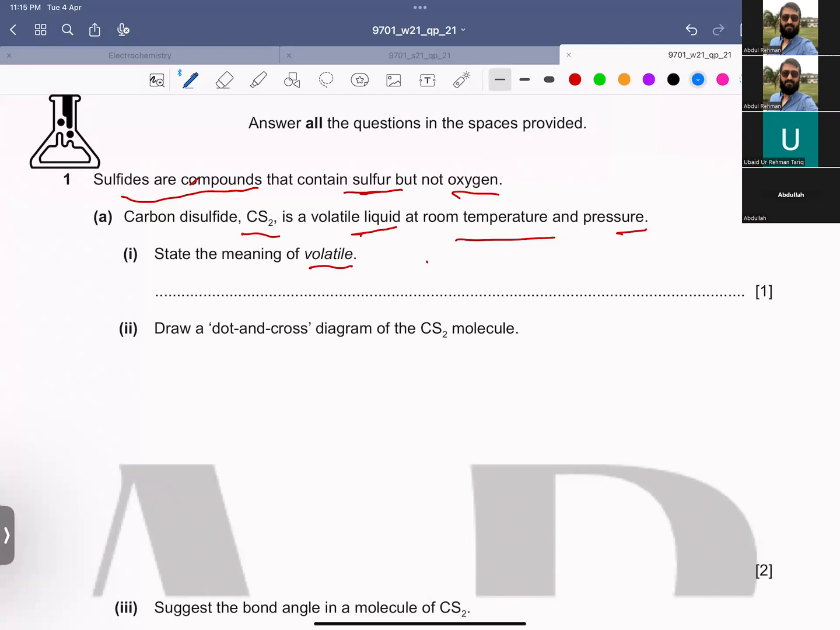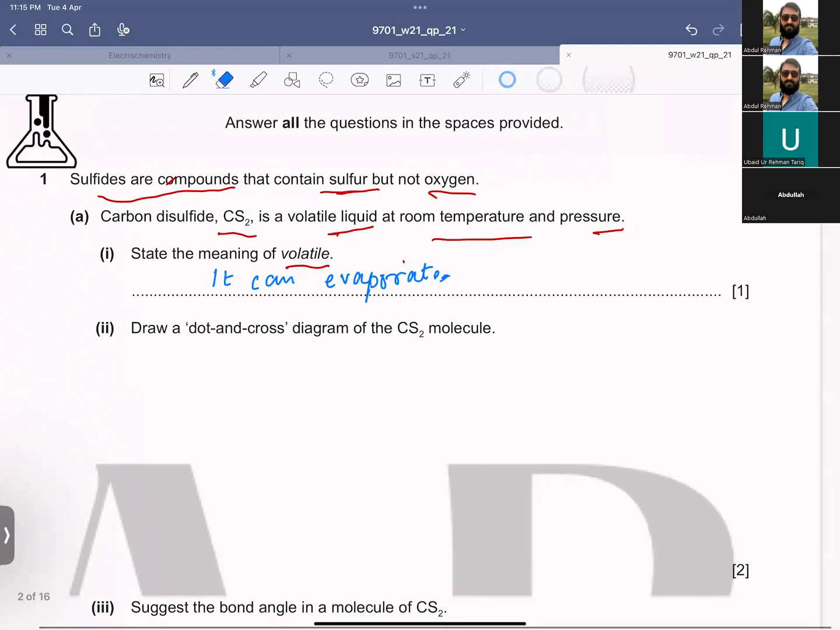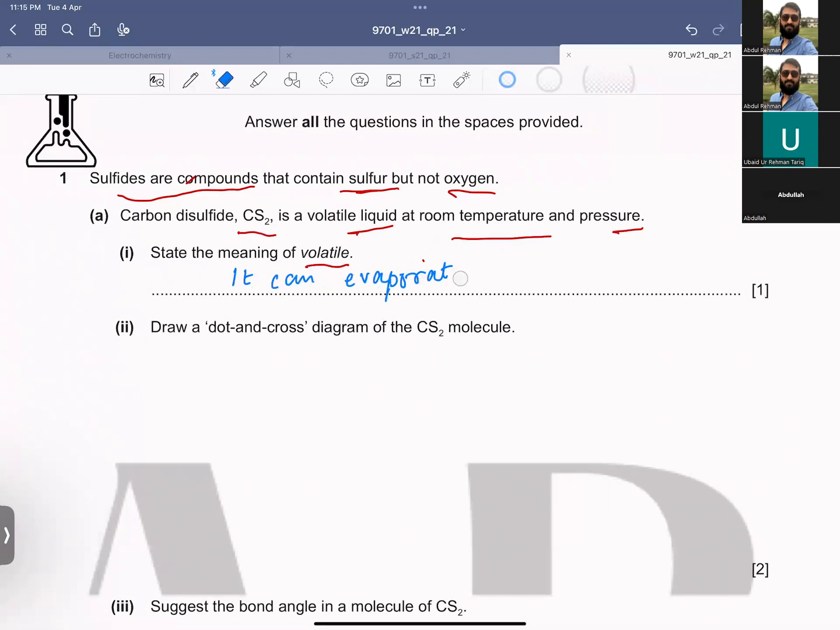Okay. So we can write that it can evaporate readily.